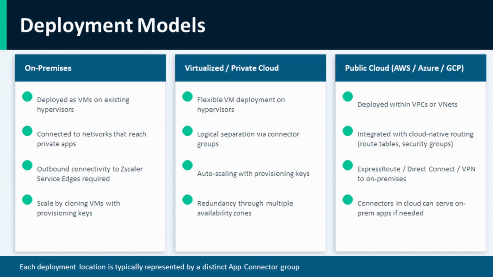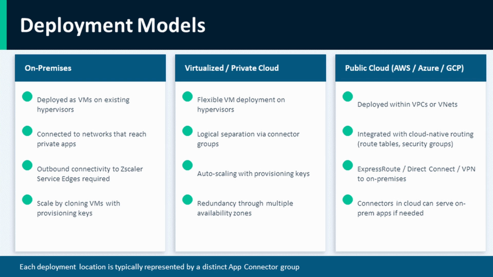App connectors are flexible. They can be deployed in three main ways. On-premises deployments use virtual machines on your existing hypervisors. The VMs connect to networks that have direct access to the private apps they'll serve. To scale, you clone VMs and assign them using provisioning keys. No complex reconfiguration needed. Virtualized or private cloud deployments follow the same VM-based model, but benefit from cloud-like elasticity.